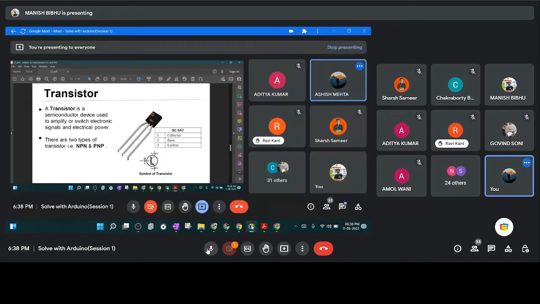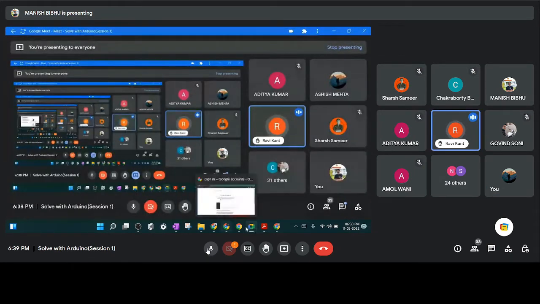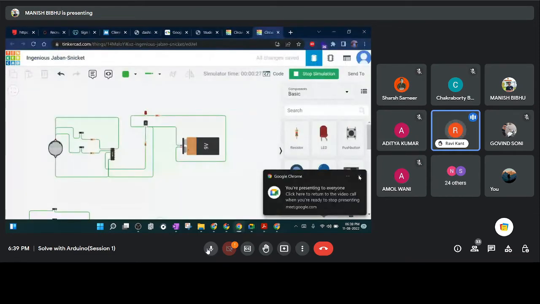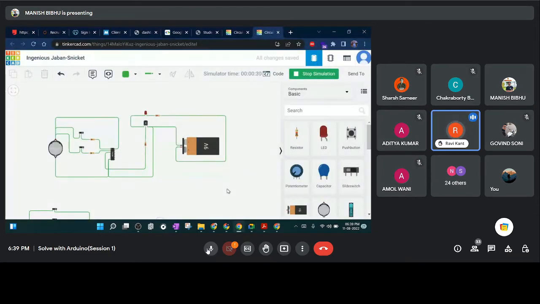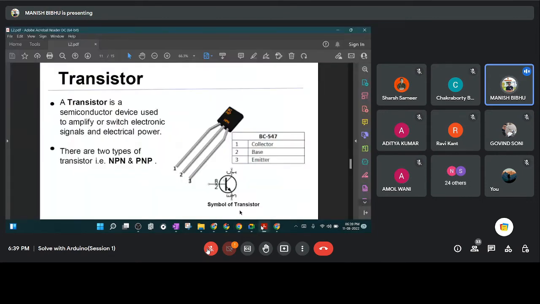Yeah, hello. Okay. Ravikant, do you have any question to ask? Yeah, actually, I'm able to get the wire, but when it's getting connected, I'm not able to remove it. Just click on the wire and delete it. You can also delete the components in a similar way. Click on the component and delete it.